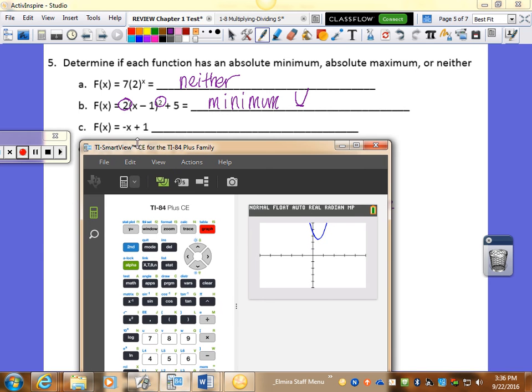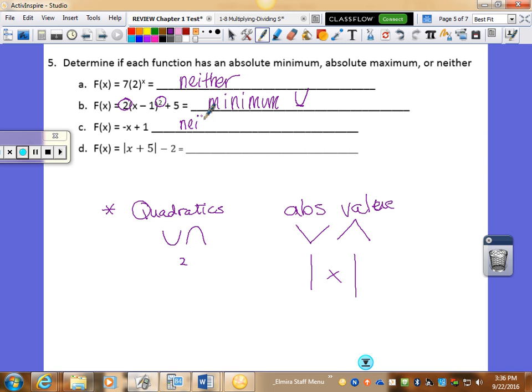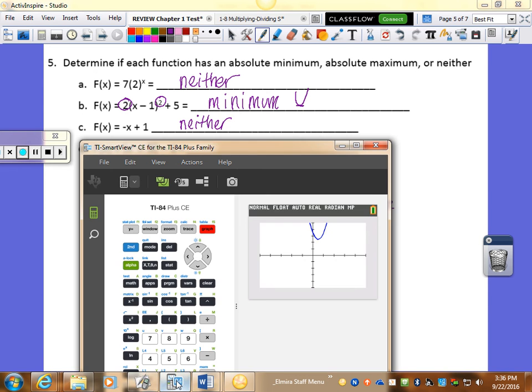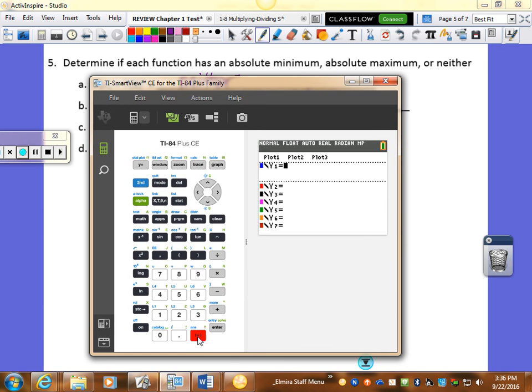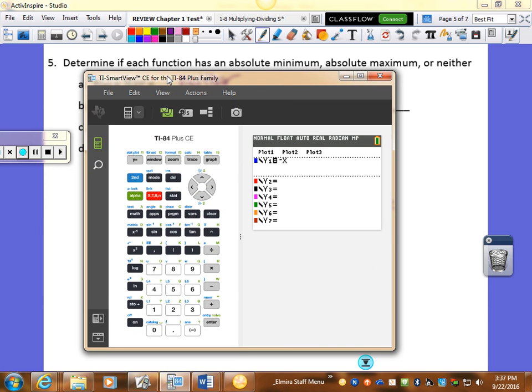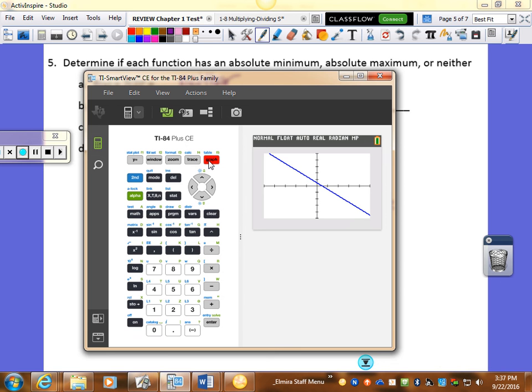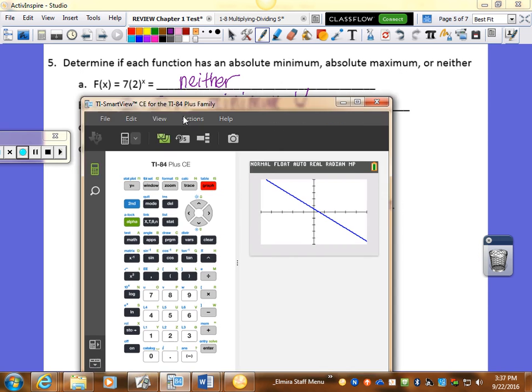Okay, this is a linear equation. Linear equations do not have maximums and minimums. If I look at the picture, negative x plus 1, that line does not have a low point or a high point. It goes in both directions for infinity.